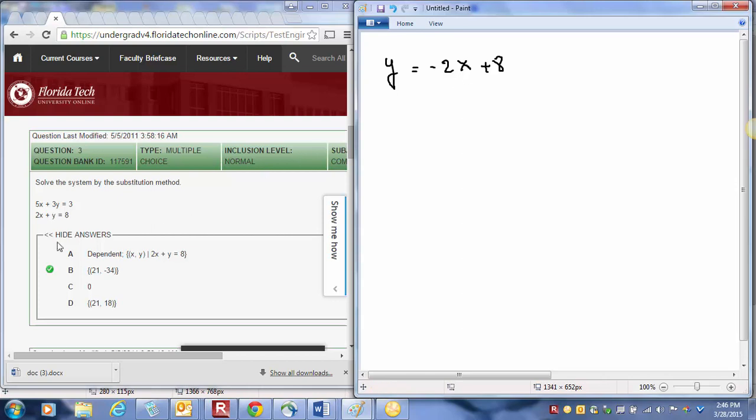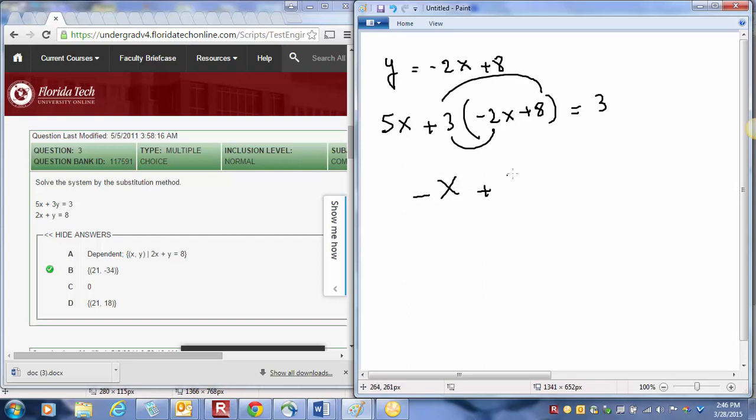Take this y and substitute in the first equation. So you will end up with 5x plus 3y. What is y? Negative 2x plus 8. And then this is equal to plus 3. So notice we have 5x and we have negative 6x. This is negative 6x plus 5x is negative x. Then you have 24, and that's equal to 3.